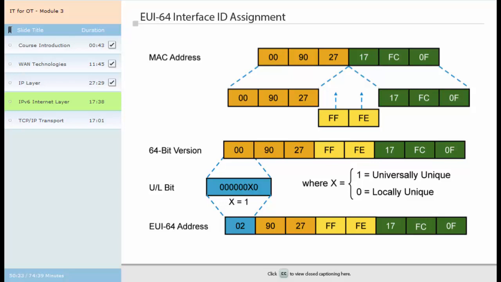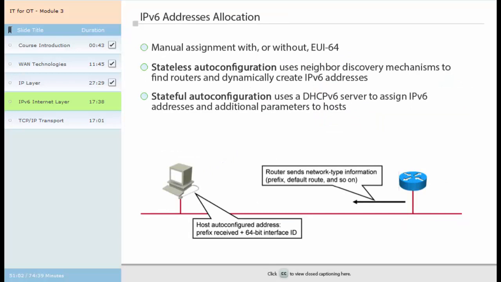The resulting EUI-64 address on network 2001:0DB8:0:1::/64 would be 2001:0DB8:0:1:0229:27FF:FE17:FC0F. The IPv6 address can be completely specified, or the host identifier, the rightmost 64 bits, can be computed from the EUI-64 of the interface.